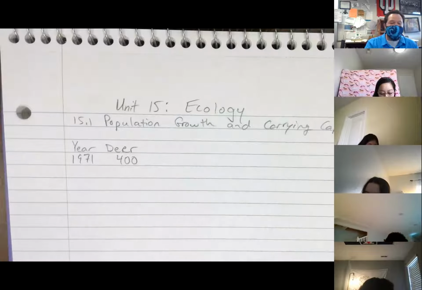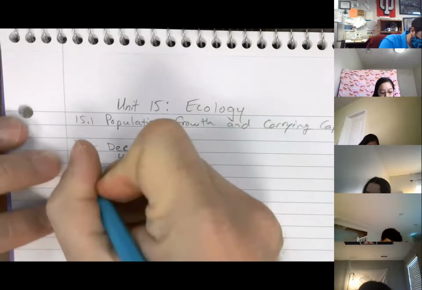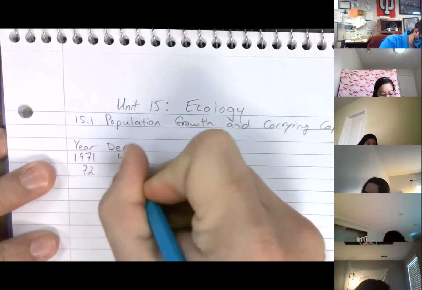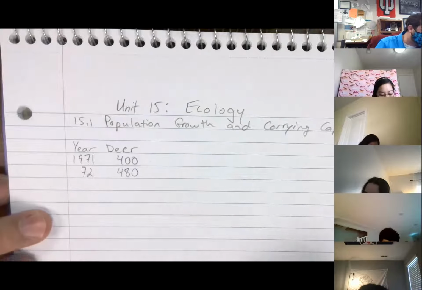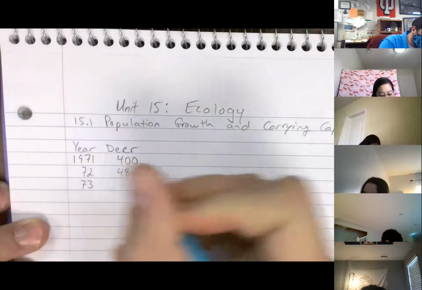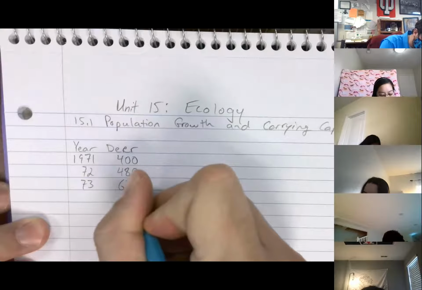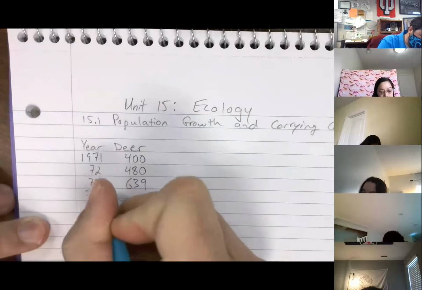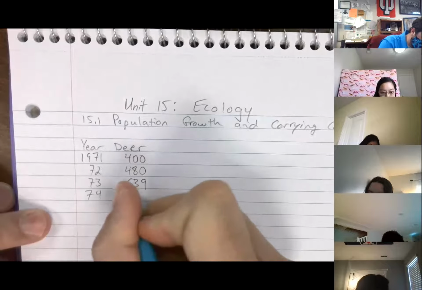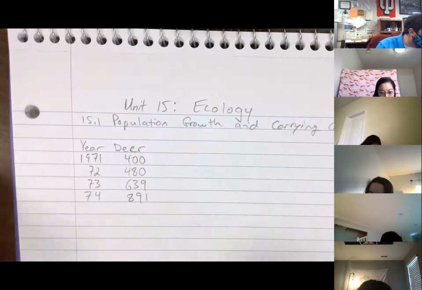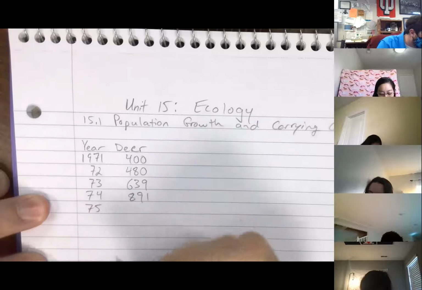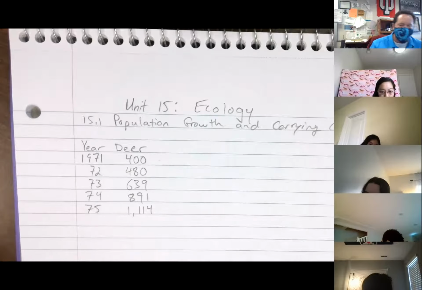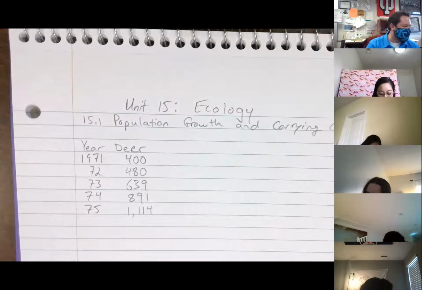And then over the next decade, they charted this population's growth. Came back in 1972, and there were 480 deer on the island. 73, there were 639 deer on the island. 74, there were 891 deer on the island. 75, ooh, big number here. 1,114 deer on the island.